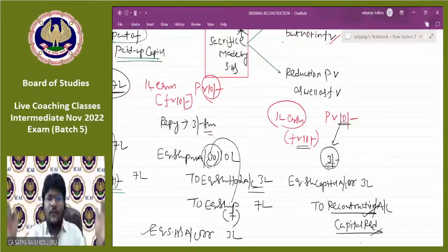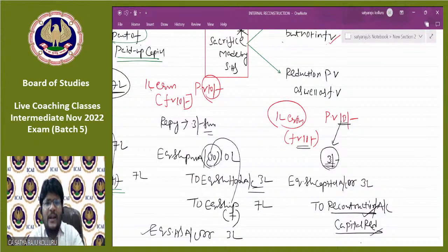The profits we are getting from the process of internal reconstruction are ultimately used to knock off the P&L debit balance, unrepresented assets, and fictitious assets. Anyway, it is a temporary account which is going to be knocked off in future. Fine. Which is 3 lakhs.